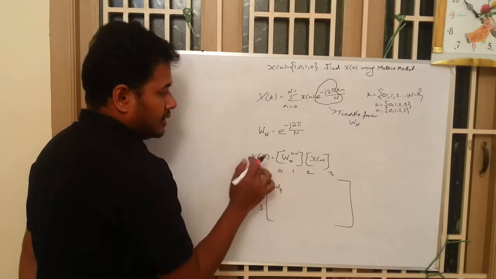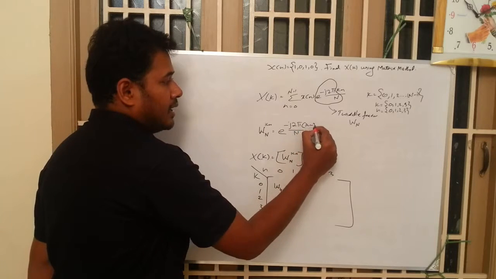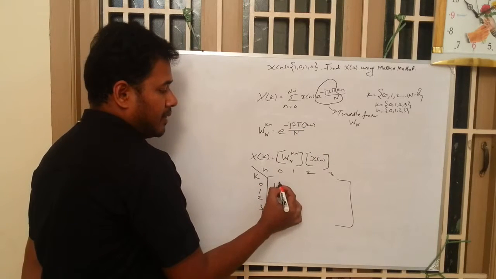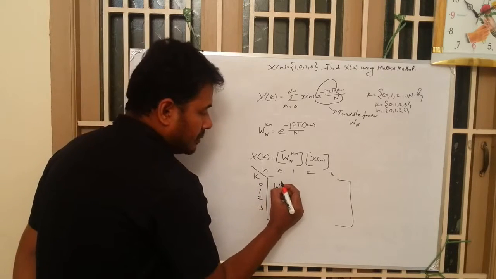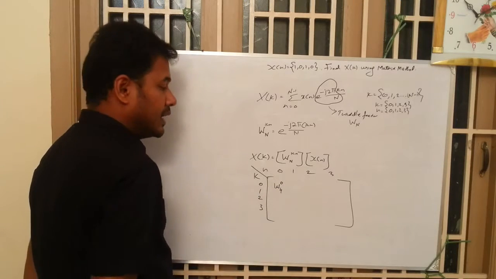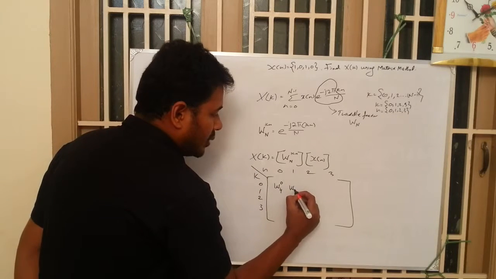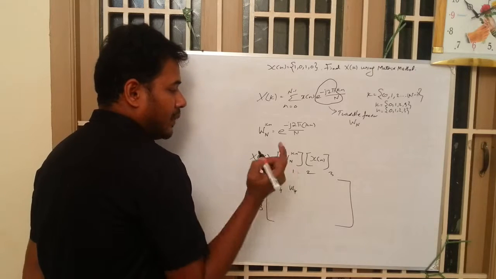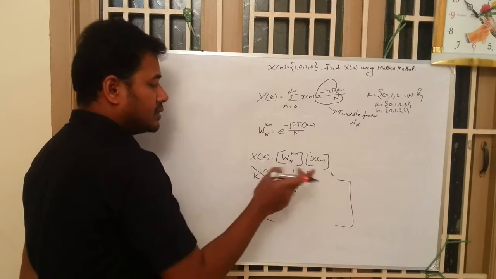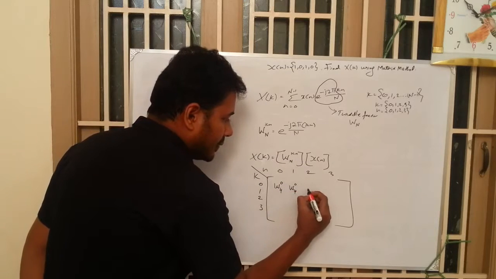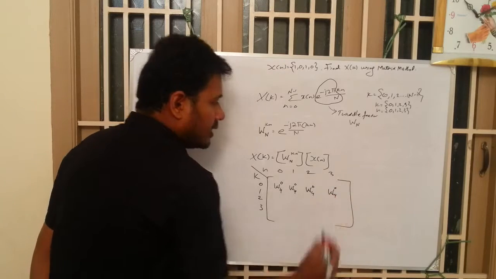and for the power of W base N, we have to multiply kn here. That kn will come as the power, so 0 into 0 will become W base 4 power 0. That is the very first element in the first row. Next, W base 4 power 0 into 1. The value for k is 0, the value for n is 1. So 0 into 1 is again 0. Similarly, W base 4 power 0, W base 4 power 0.